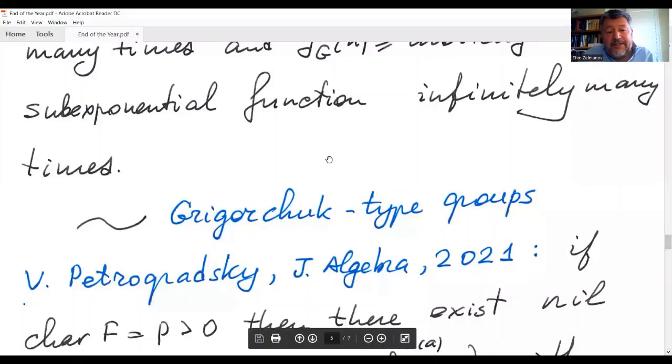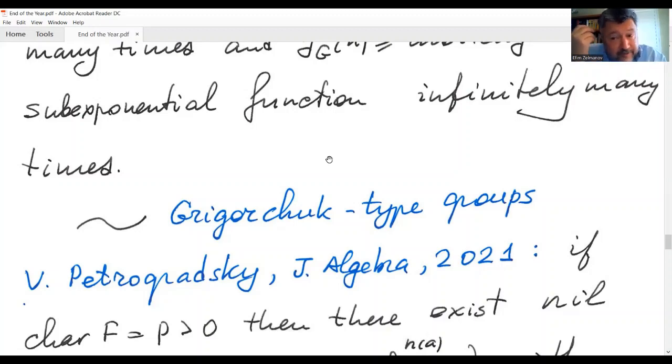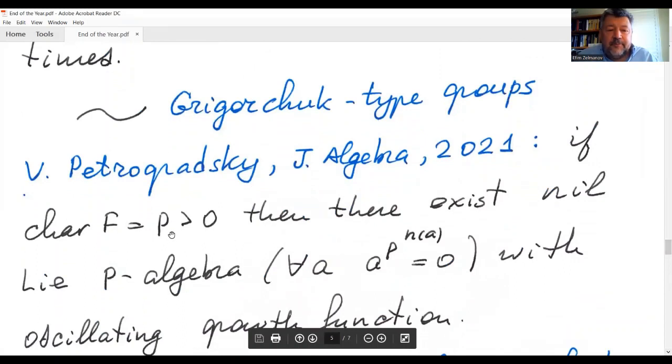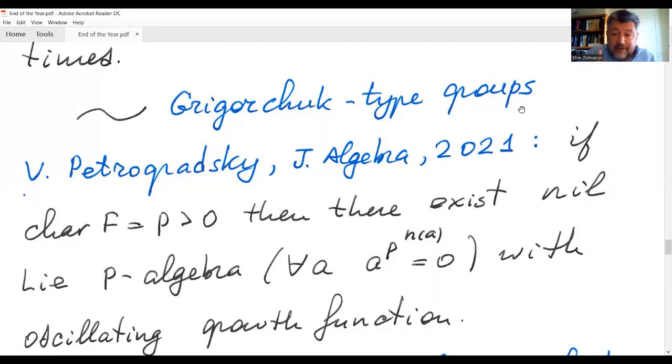Basically, the Kassabov-Pak example was, well, from people who are sufficiently far from the subject. They are Grigorchuk type groups. Maybe people who work in the subject distinguish between subclasses. Then Viktor Petrogradsky, last year, for an arbitrary prime number P, he and also Ivan Shestakov and myself constructed a class of Lie algebras that are somewhat close to groups of Grigorchuk type. And he used these algebras to construct finitely generated Lie P-algebras with oscillating growth.